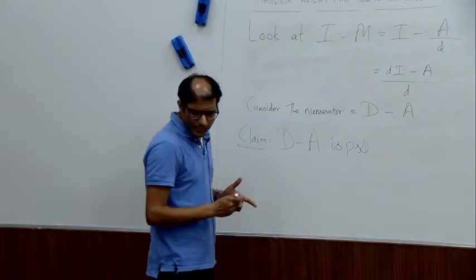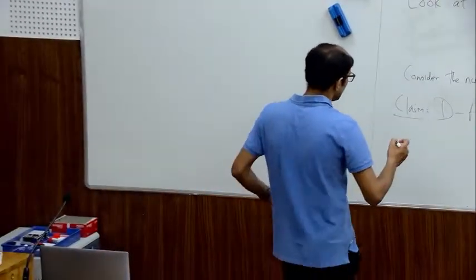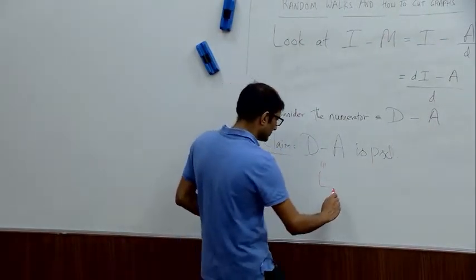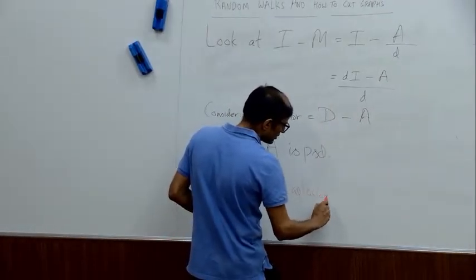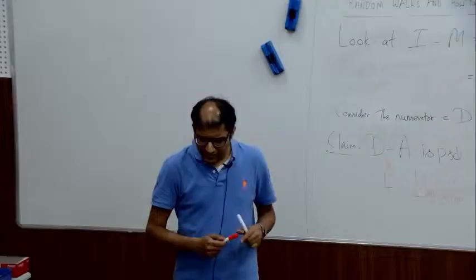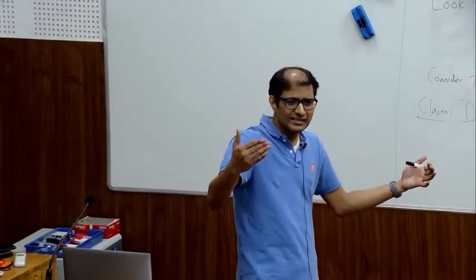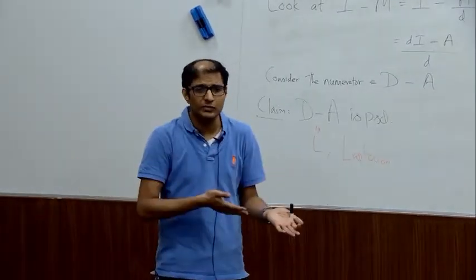This matrix is very important. It's so important that it is given a name. It is called the Laplacian, capital L. And you will see why this matrix is important in a bit. One of the reasons is that it allows you to reason about eigenvalues of capital M, that eigenvalues are trapped between negative 1 and positive 1.